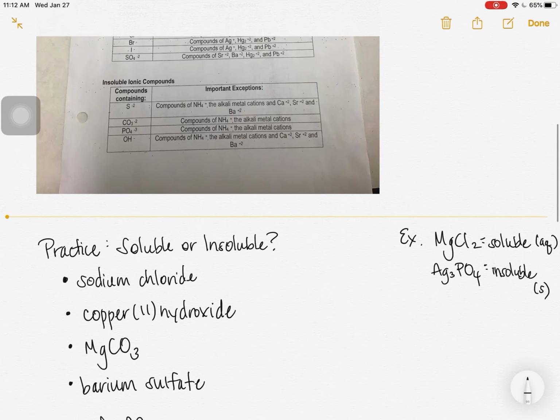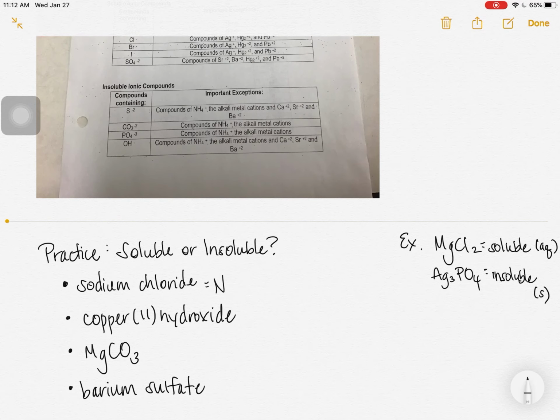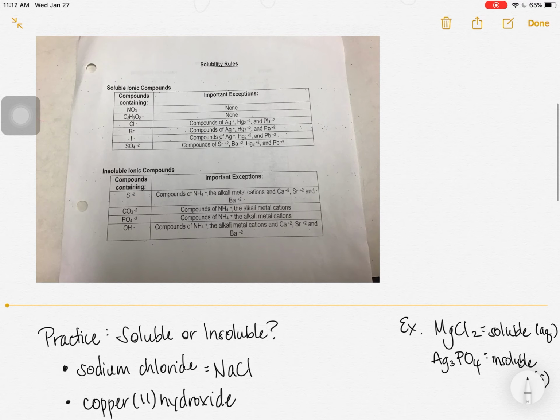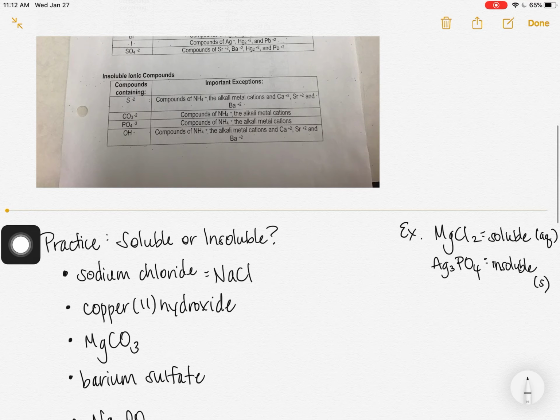So the first one, sodium chloride. Well, if we think about it, just using our common sense, that's table salt, and we all know table salt is soluble. However, let's prove it to ourselves. So chlorine in the upper chart, mostly soluble, only not if it's with silver, mercury, or lead. Well, that's not the case here, and so we would expect sodium chloride to be soluble in water.